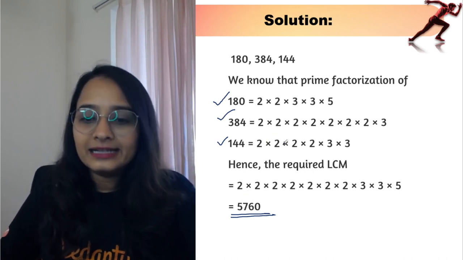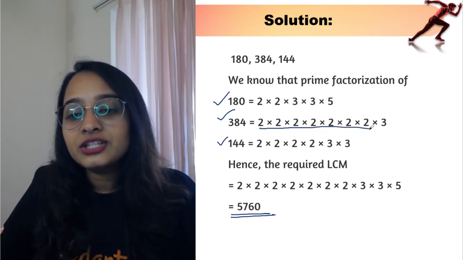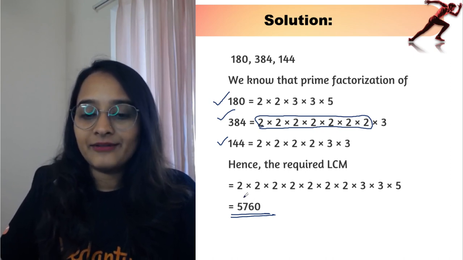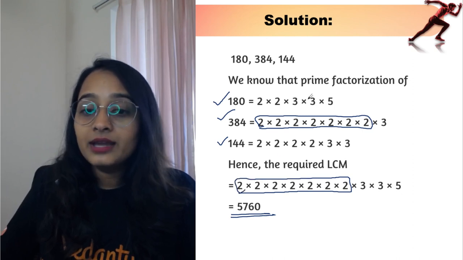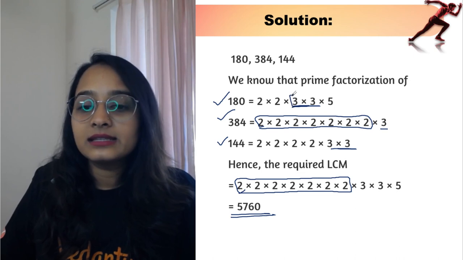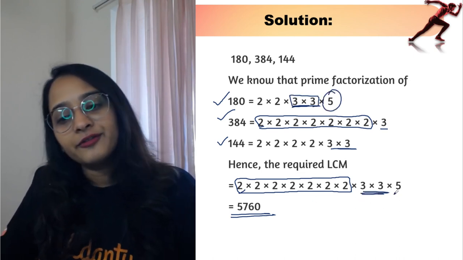The other method is finding individual LCM and taking all the common. Now here it is a little complicated. Why? Because see, 2 is common and the longest string of 2 is here. So we will write that: 1, 2, 3, 4, 5, 6, 7. Now 3 into 3, 3 into 3, 3. So the longest is 3 into 3. So we will write that. And then only 5 is there. We're going to write that.